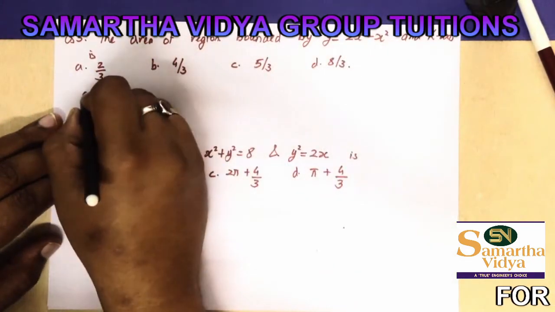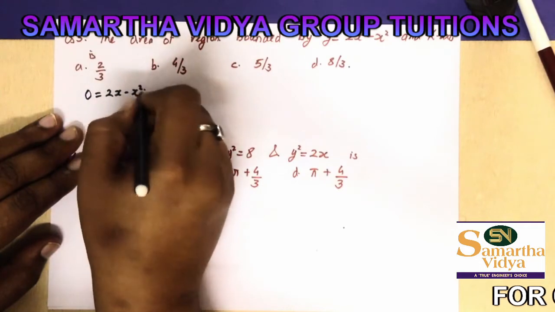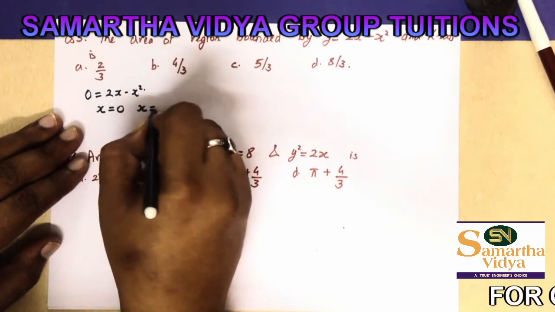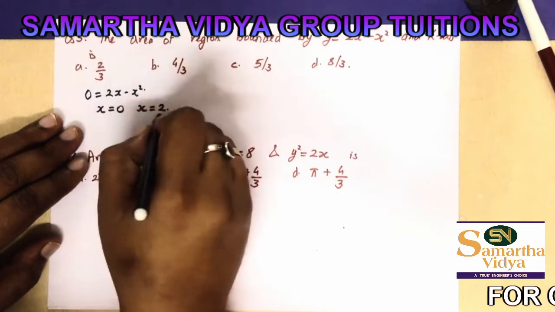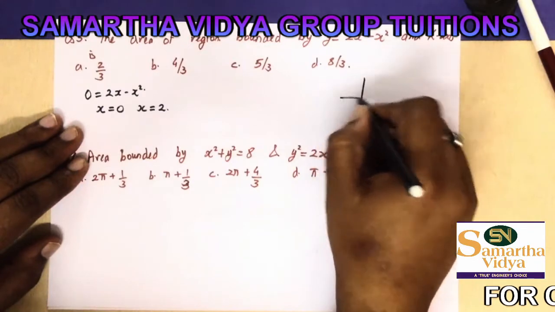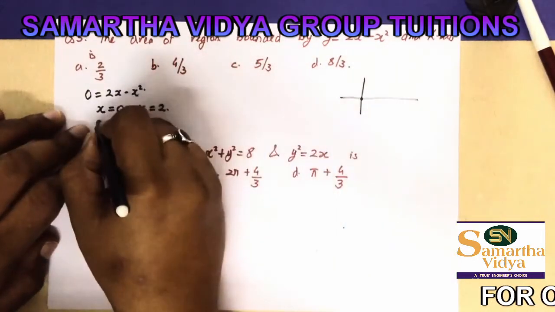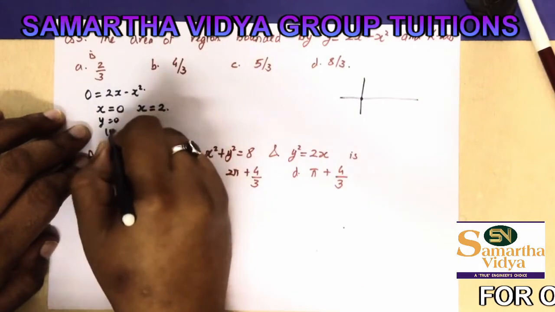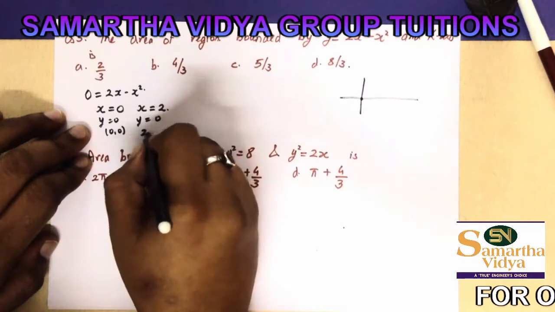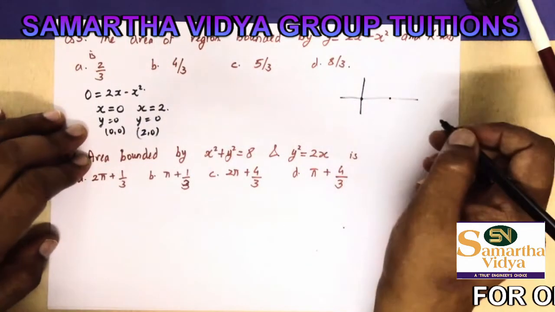If I substitute y is equal to 0, I'll be getting 2x minus x square is 0. That means either x is 0 or x is 2. So these are the points where this curve is meeting the x-axis. Since we have y is equal to 0 at this point, it's 0 comma 0, and at this point also it is 2 comma 0. So these are the 2 points where this particular curve is meeting.